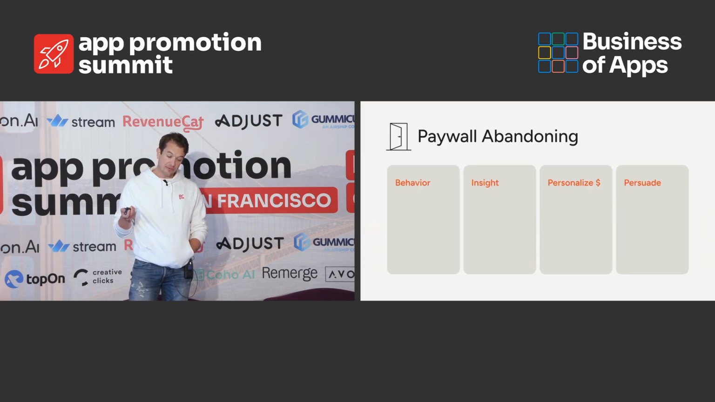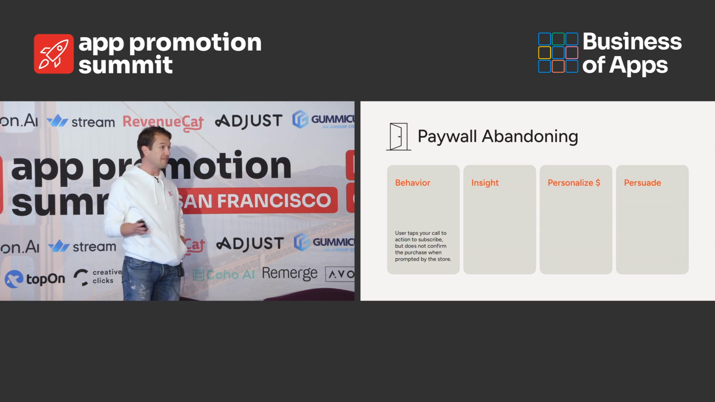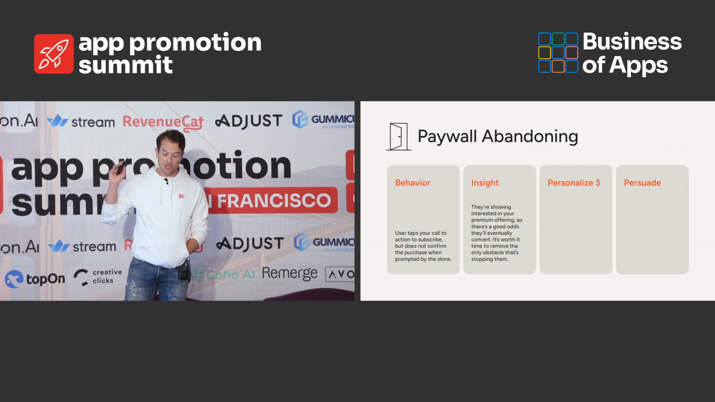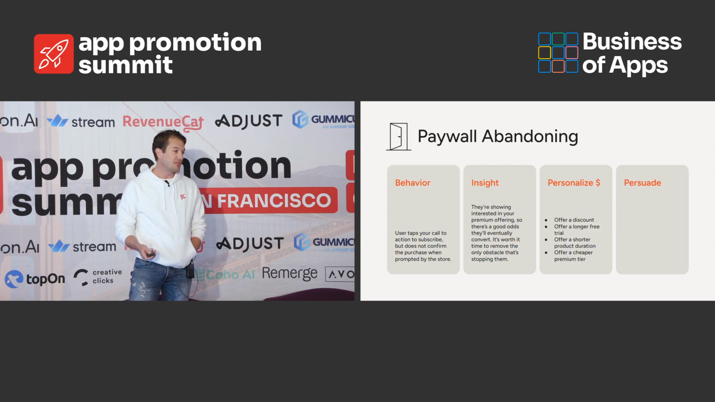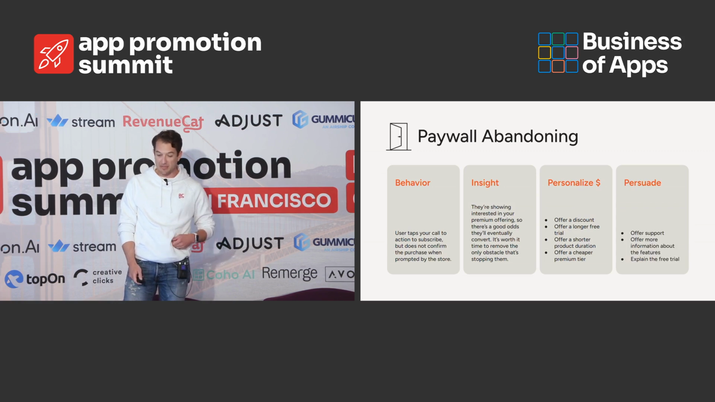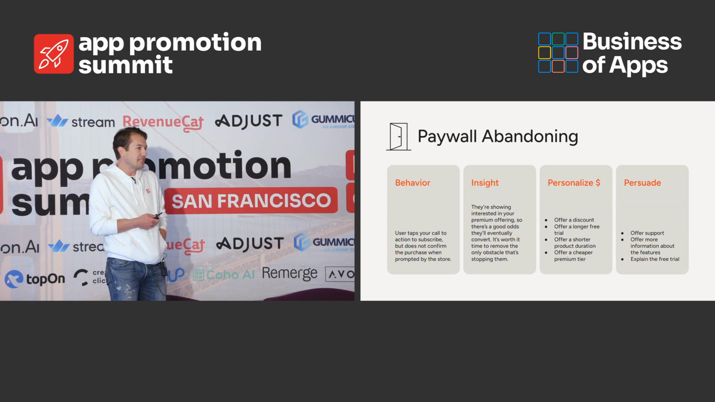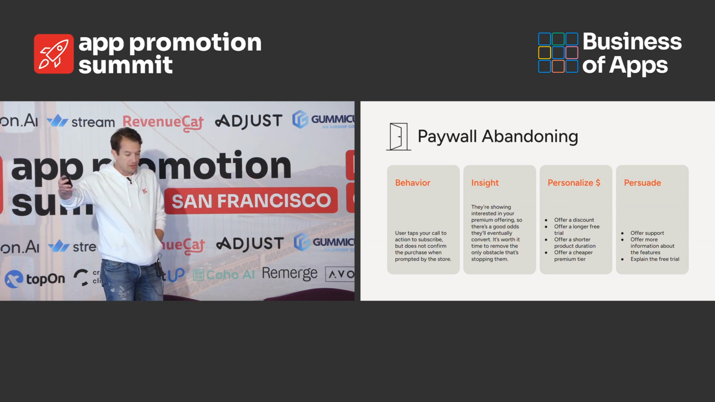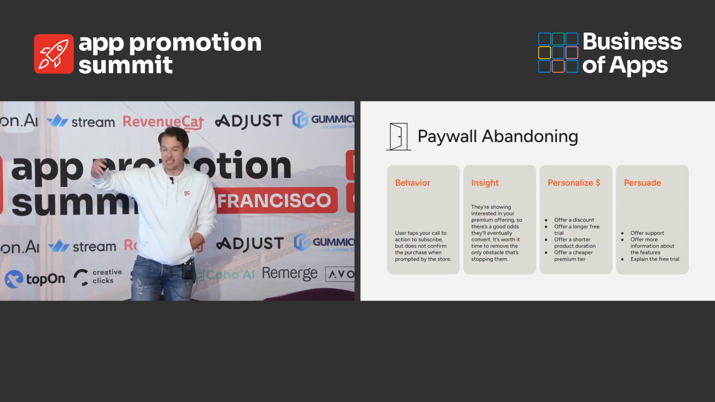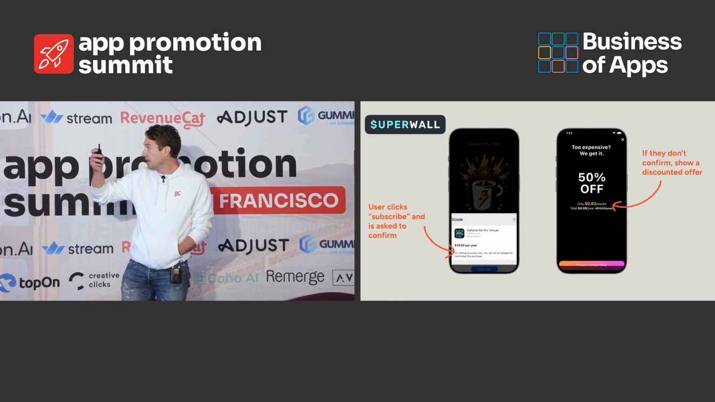Another behavior example is paywall abandoning. So the behavior here is they started to subscribe and then they didn't finish, right? They didn't confirm. They didn't use Face ID to confirm. The insight is they're showing you that they're interested, but then they got cold feet at the last minute. Maybe all you need to do is offer them a discount, right? So maybe they also need a longer free trial. They're just like, maybe this doesn't do what I need it to do. So that's one way you could personalize the price. Similarly, maybe they have some questions. So maybe this is a time to say, hey, do you have some questions? Do you want to talk to our support team? That's a way to kind of personalize the persuasion aspect of it.